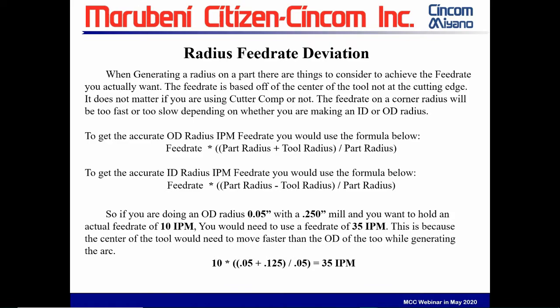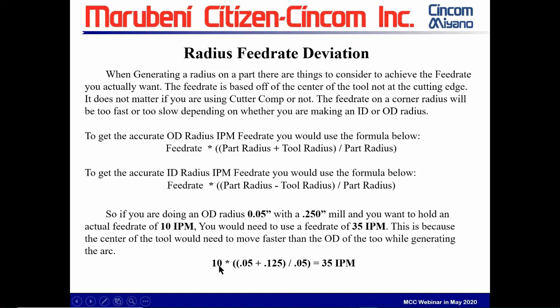In other words, when you say cutter comp, if your cutter comp is at 0, some people will make their cutter comp 0 and calculate it out with the cutter itself. The feed rate and corner radius would be too fast or too slow depending on whether they are ID or OD radius. To get an accurate OD radius in inches per minute feed rate, you would use the formula below that. In other words, do the feed rate you want times the part radius plus tool radius divided by the part radius again. The example at the bottom is for the OD.